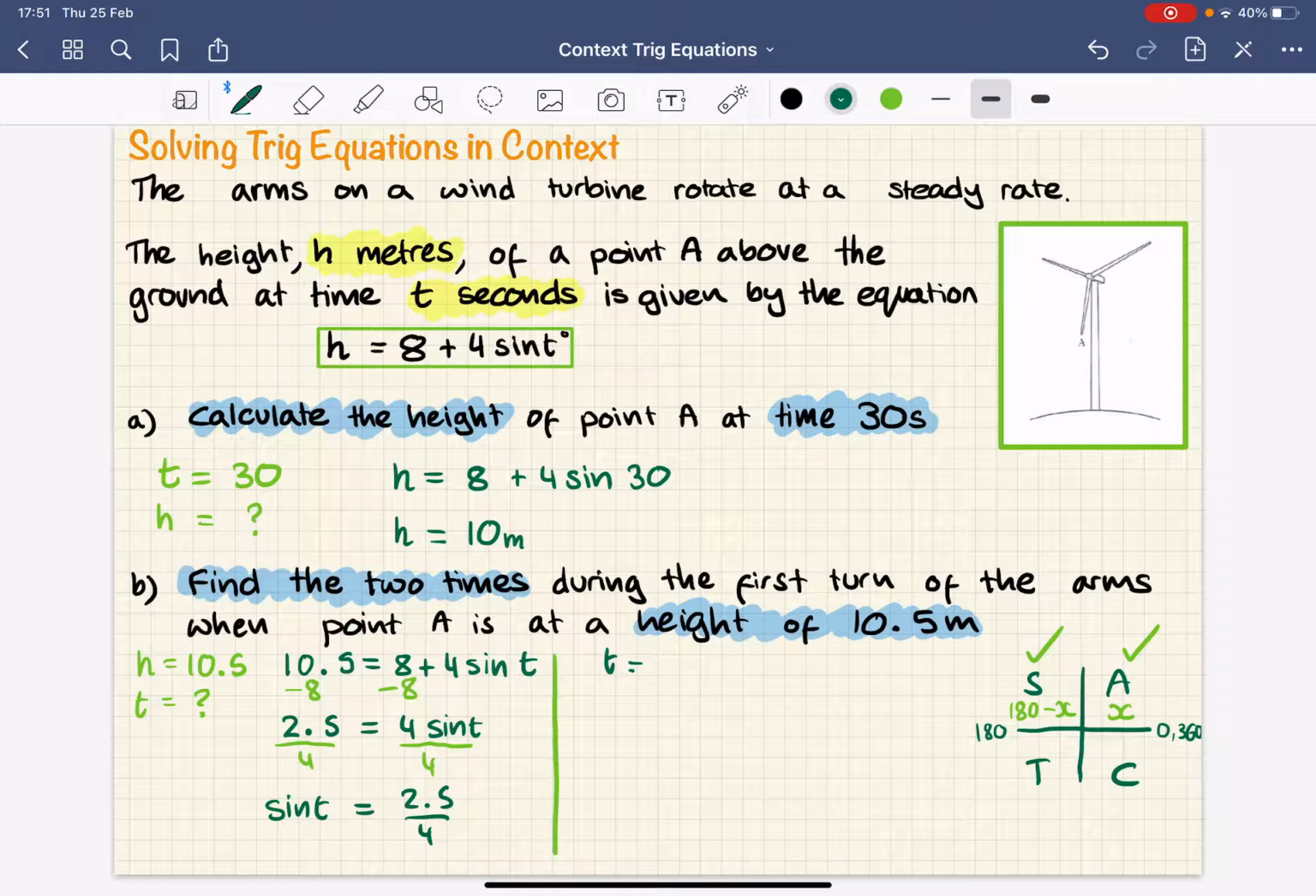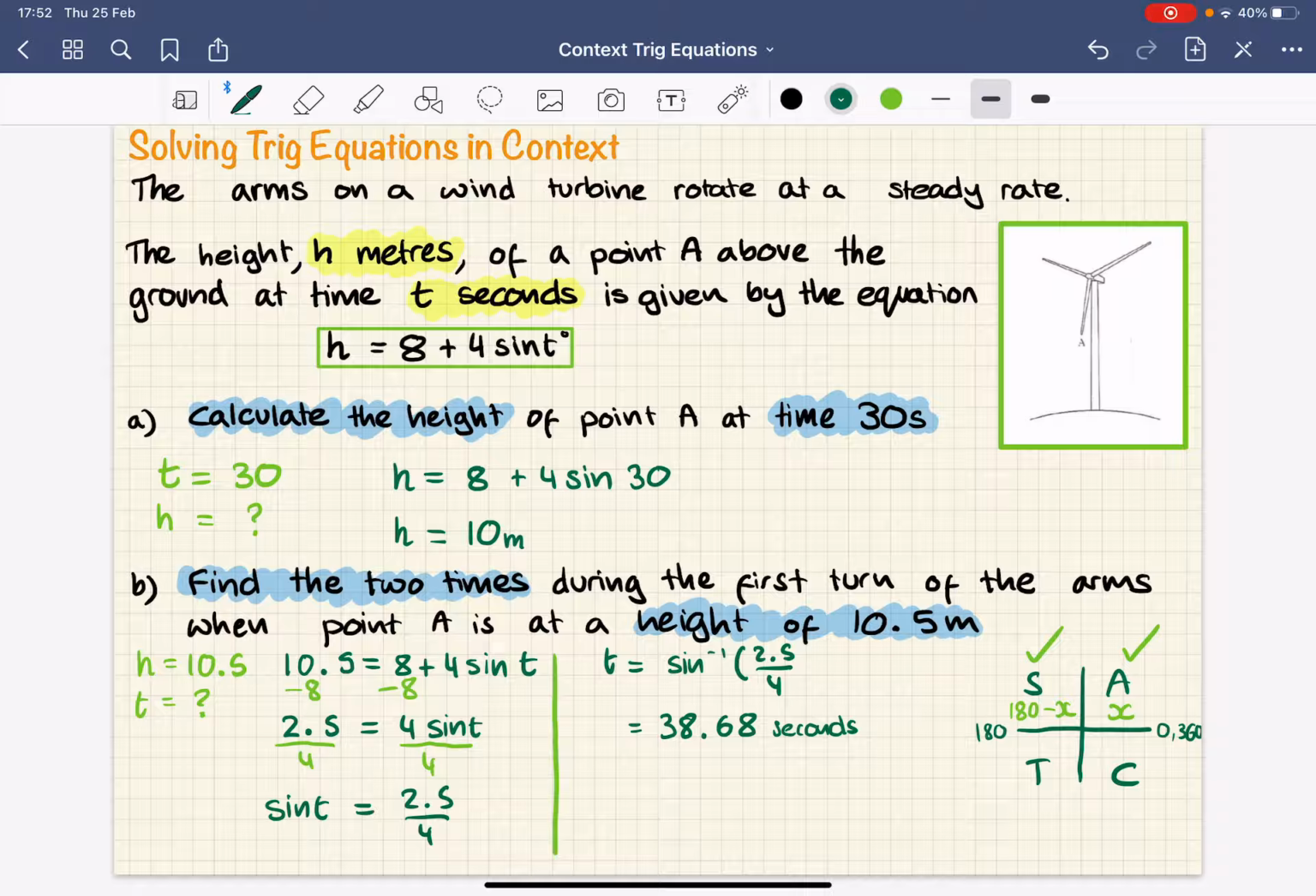So my first answer for t, in fact, I should be saying t instead of x here. t is going to equal the sine inverse of that 2.5 over 4. And when I put that in my calculator, that comes out as 38, and I'll round it to two decimal places, 38.68. And because it's in time, I'm going to write seconds, because it's not an angle, it's talking about time here, but it works the exact same.